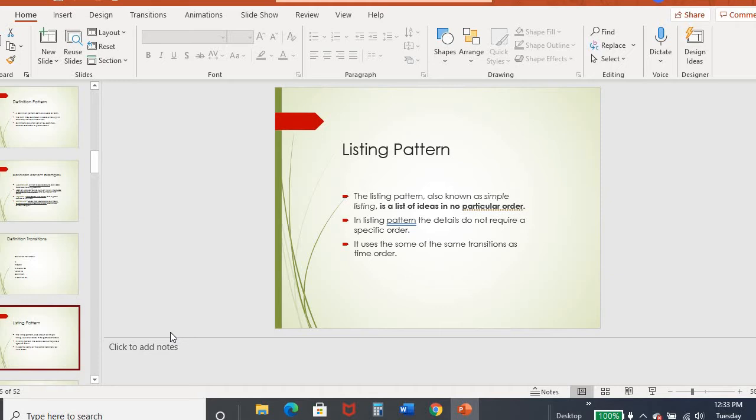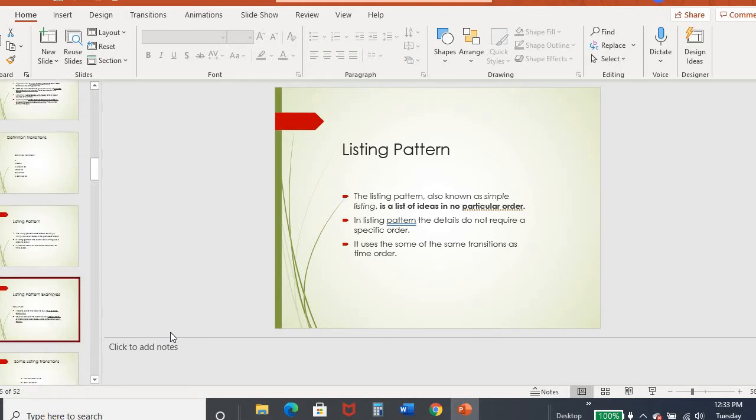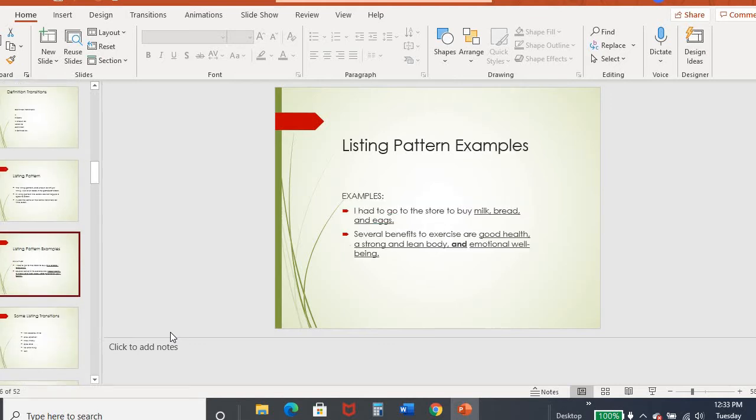The next pattern is listing. Again, this is just what it sounds like. It is just a list of ideas in no particular order. So think about all the lists we make on a daily basis. To-do list, grocery list, that's the same thing. So here are some examples. I had to go buy milk, bread, and eggs.